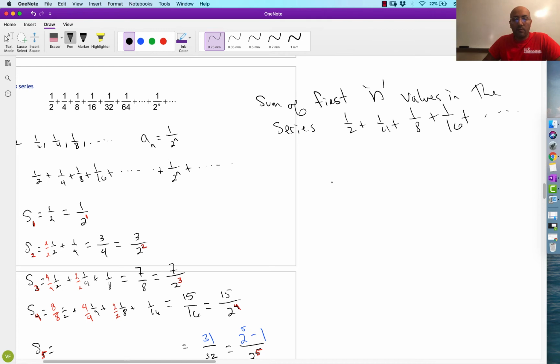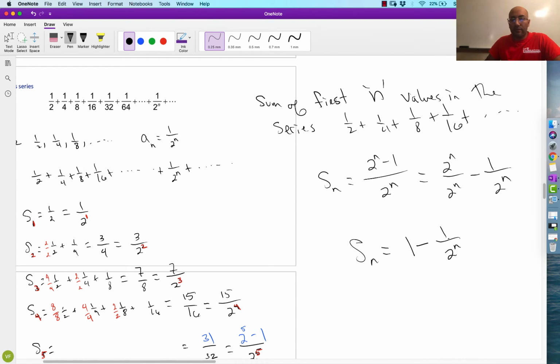Okay, the sum of the first n of them, that's the partial sum, is equal to 2 to the nth minus 1 over 2 to the nth, which can be simplified as 2 to the n over 2 to the n, minus 1 over 2 to the n, and then these simplify, so s sub n is equal to 1 minus 1 over 2 to the n, the sum of the first n of these. Okay, and that's where this formula came from.